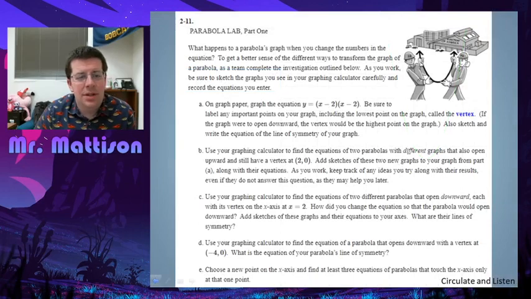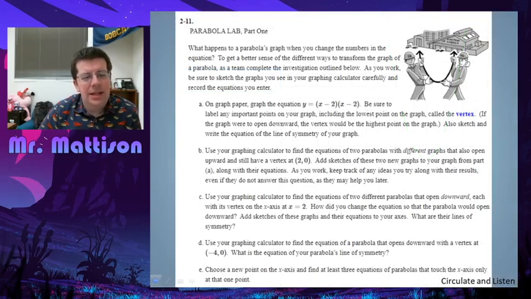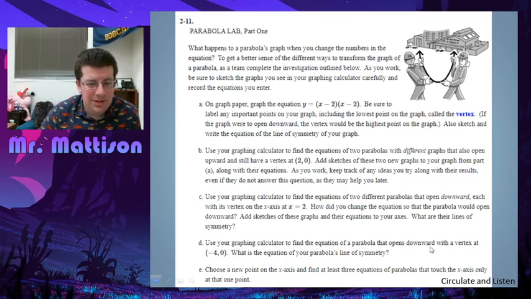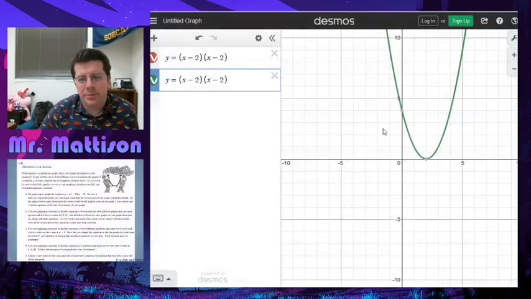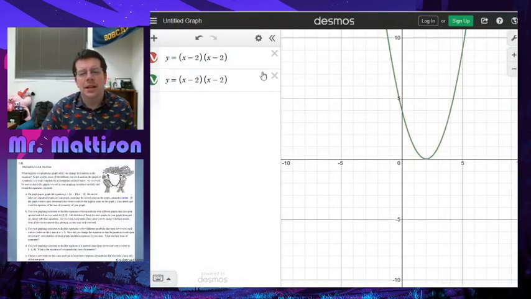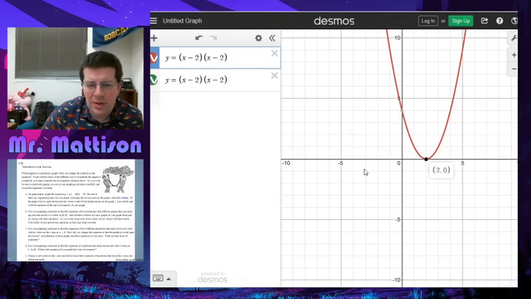And then we go down to D. Use your graphing calculator to find the equation of a parabola that opens downward with a vertex at (-4, 0). All right, so this is where it's going to be a little bit different. We're going to have to actually change where the vertex is. So let's hop back over here. What I'm noticing here is that 2 is my important number, and I see a 2 here and a 2 here. Well, what if I make this a 3 and a 3?